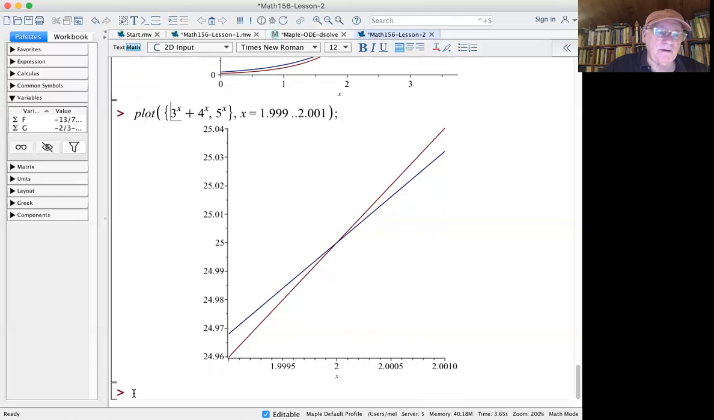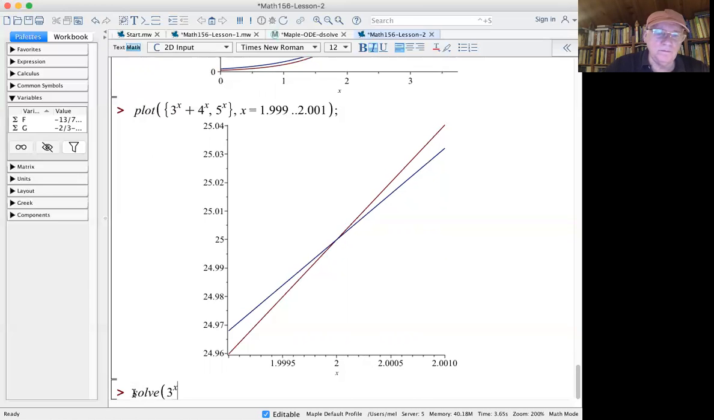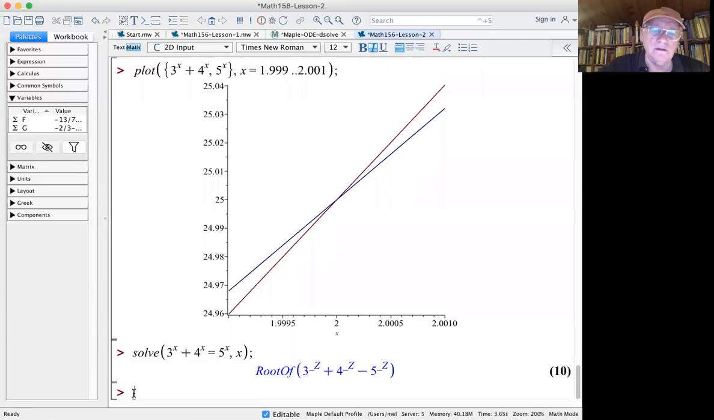Suppose I want to find exactly. Suppose I want to solve the equation 3 to the x plus 4 to the x equals 5 to the x. Solve that equation for x. Ooh, seems to be too hard for Maple. Let me use fsolve.